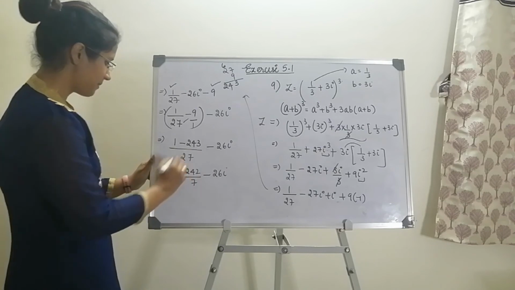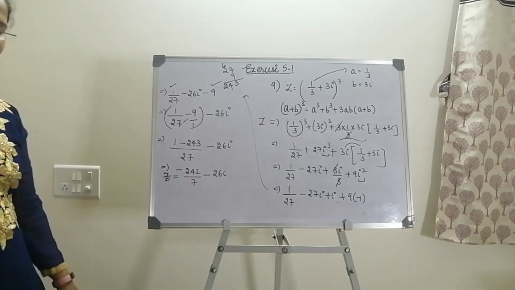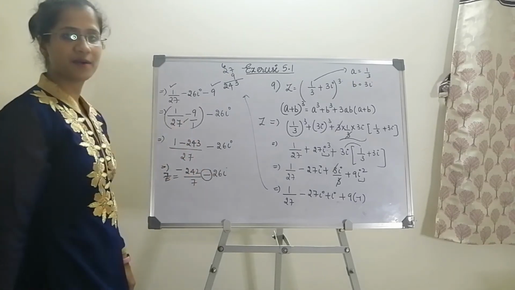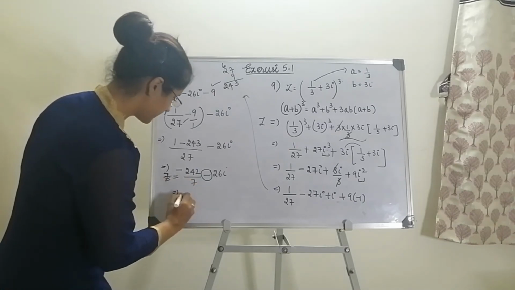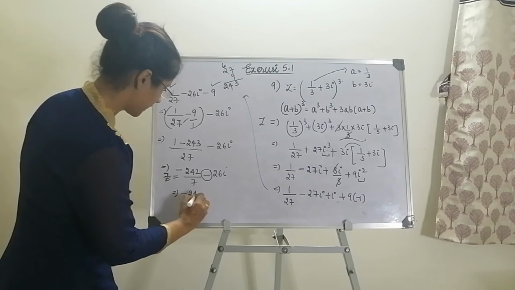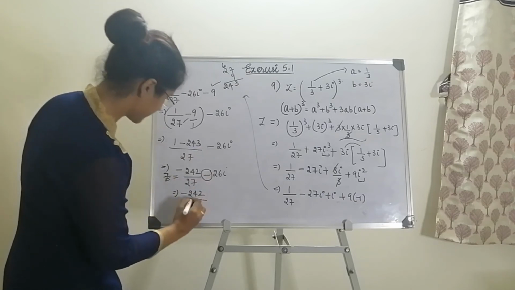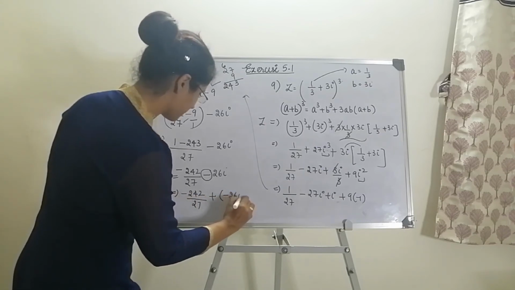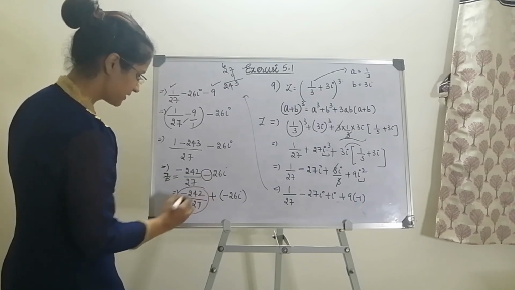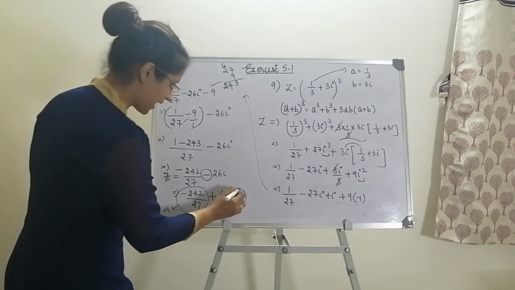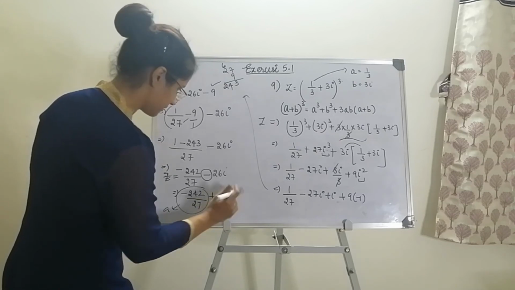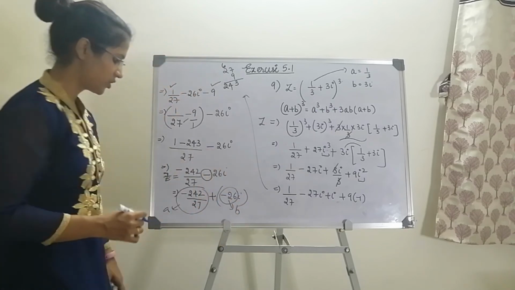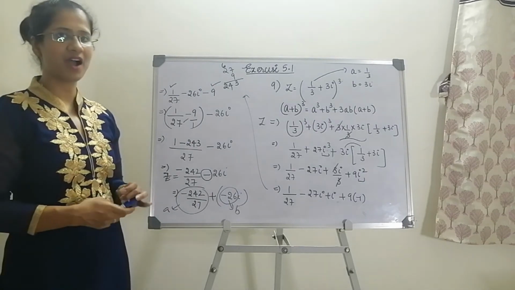So does this resemble z equal to a plus ib format? No, because I have a minus sign in between. Since I have a minus sign in between, this can be further written as minus 242 divided by 27 plus into bracket minus of 26i. So therefore this entire value is equal to a, and this is minus 26i, and here b is equal to minus 26. Hope all my learners have understood.